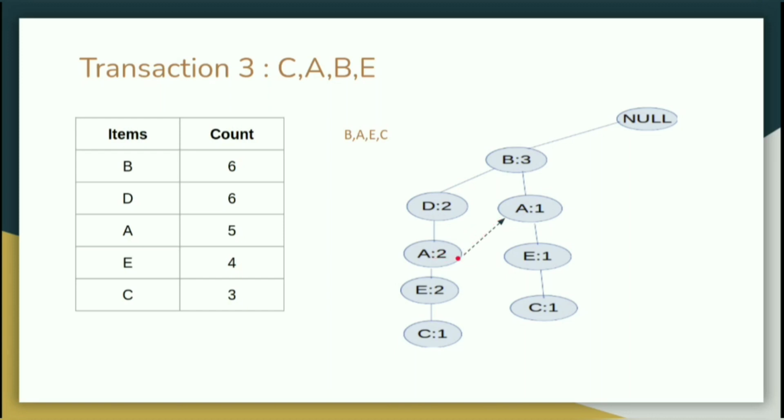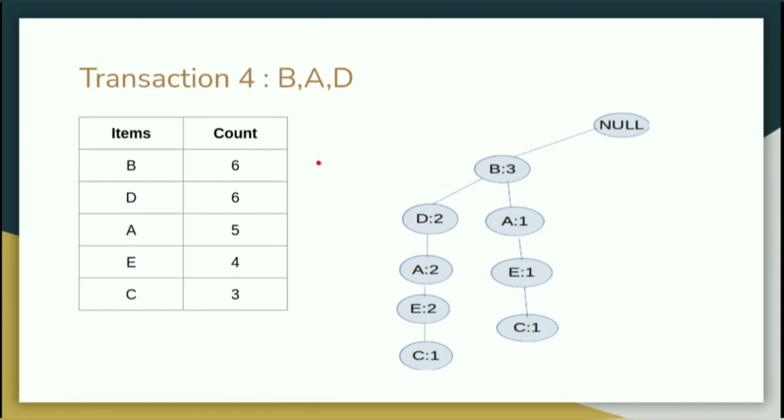I already told, if we update the tree, we will create the pointer. So this A was pointed from this list, and it will point to the next node containing A. Similarly for the E and C. Right, so move on to the next transaction, BAD.